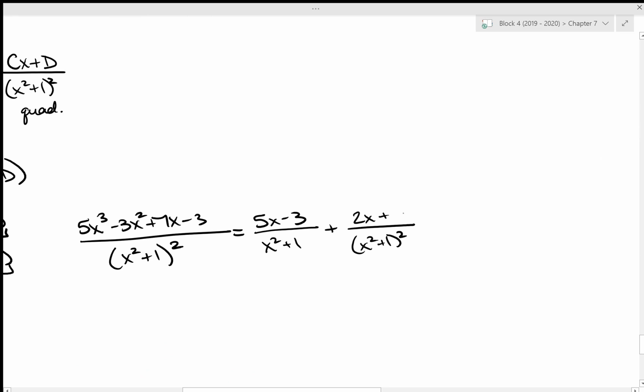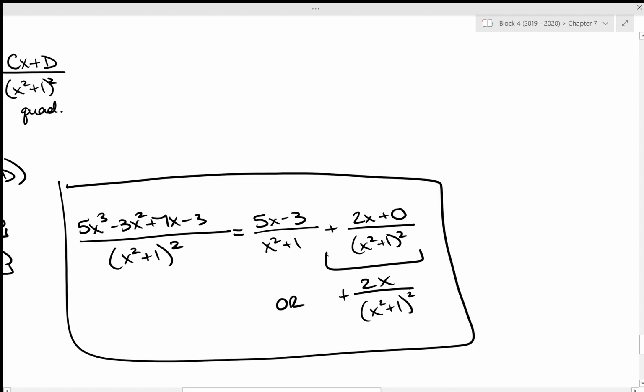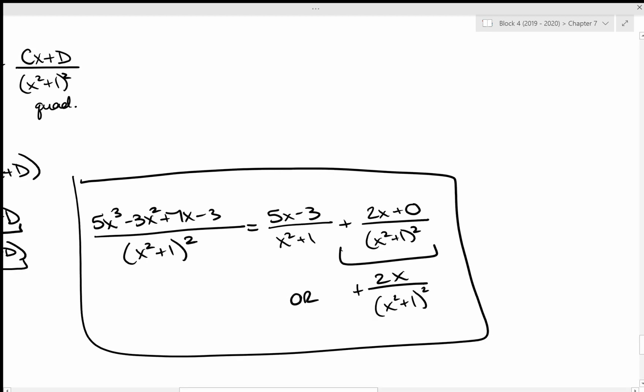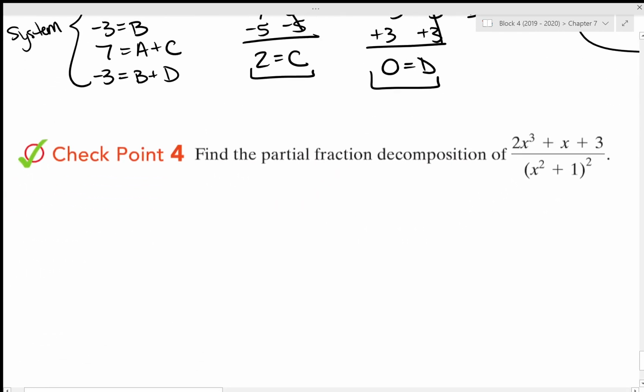Now you can write the plus 0 if you'd like, or you could just write it as plus 2x over x squared plus 1 squared. Okay? Either one. And it'll still be the same answer. You don't have to write the 0, but if you want to write the 0 to tell me, like, okay, Miss Ralston, I know it's 0, then write the 0. I don't mind. With MyMathLab, you know it can be tricky, so just read the blueprint, and you'll be fine.